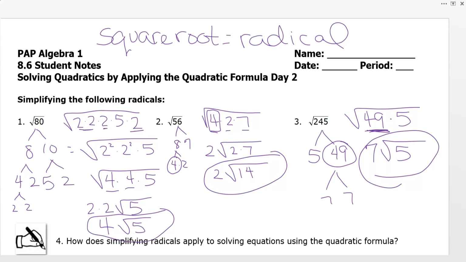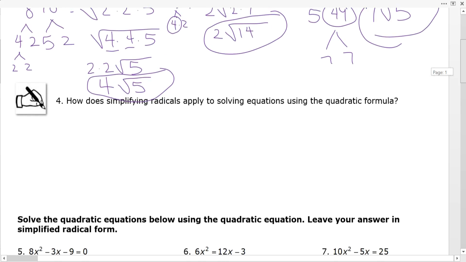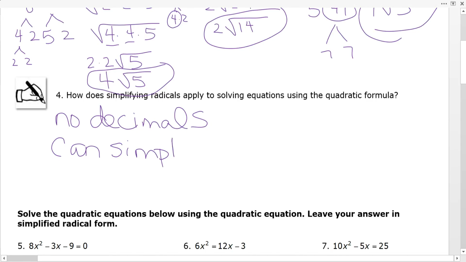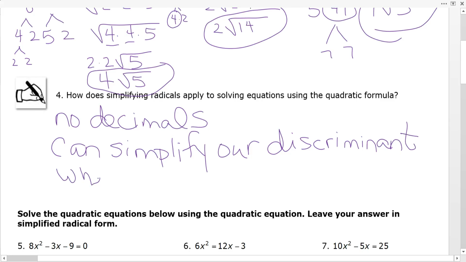So that's all we're doing, but we're going to do it as part of our quadratic equation now. So how does simplifying radicals apply to solving equations using the quadratic formula? Well, we don't use decimals. And we can simplify our discriminant when we square root it.